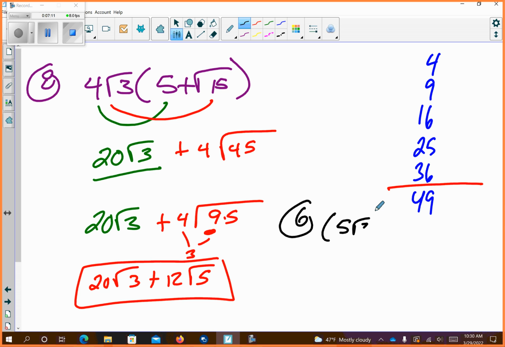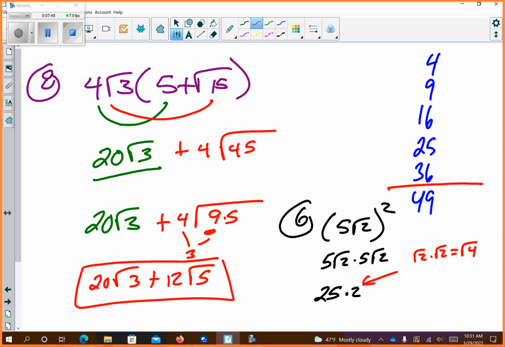5 root 2 squared. Okay, this means I'm going to take 5 root 2 and multiply it with another 5 root 2 for the most part. It means the same thing as just this. Is that okay? So outside, outside multiply. 5 times 5 is 25. What is root 2 times root 2 as a number, not as a root? 2. Okay, now please note this. This 2 came from going root 2 times root 2, which gave me root 4. Root 4 is that 2. So that answer is just going to come out to be 50. Okay, do it the way that you feel comfortable.